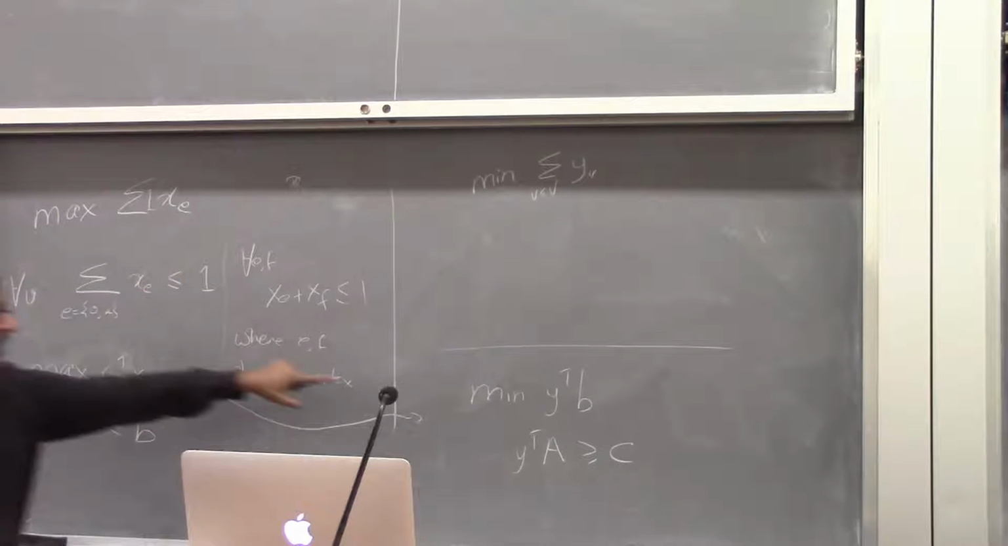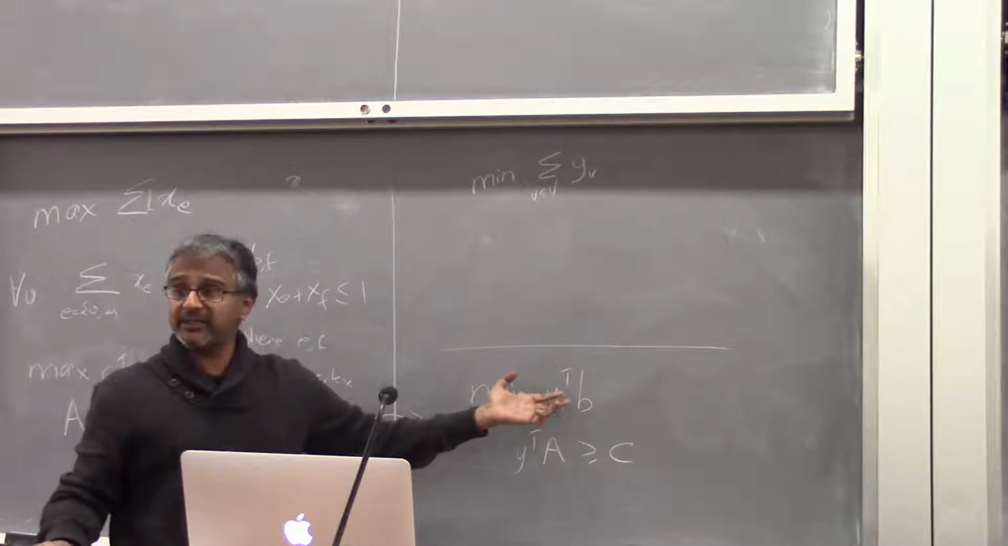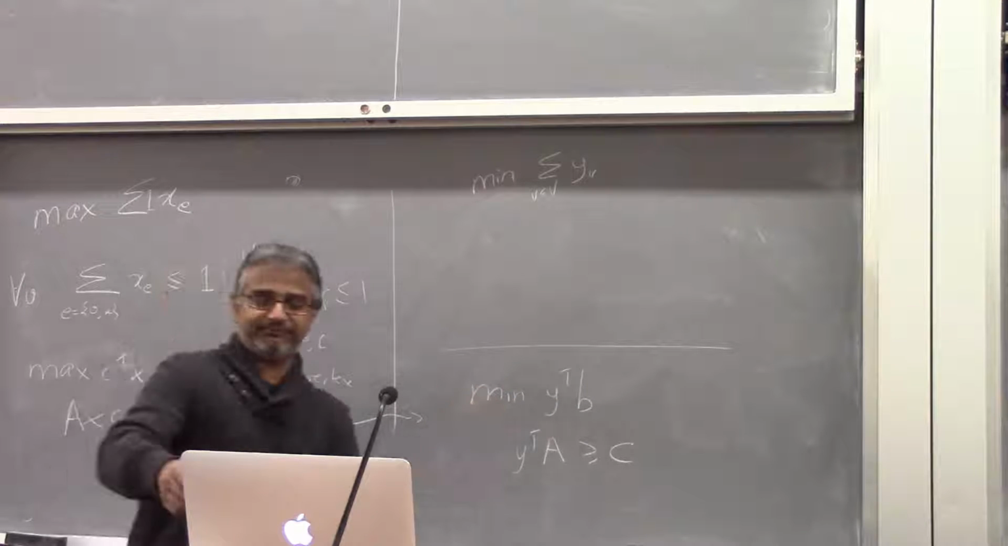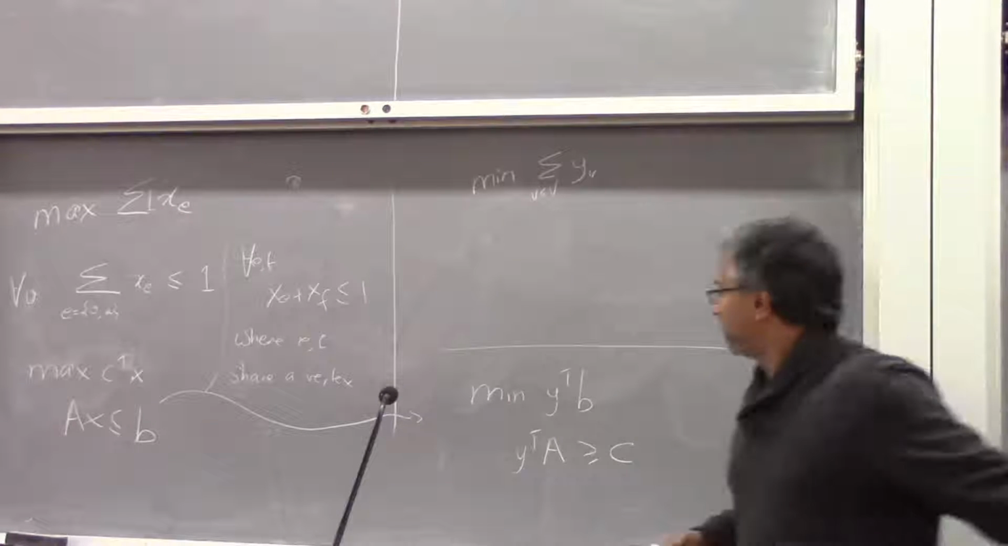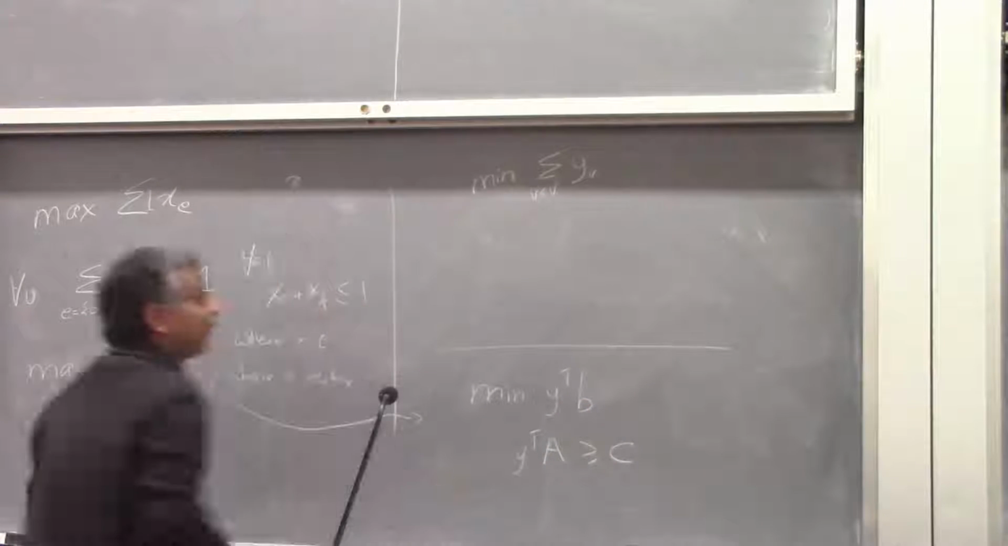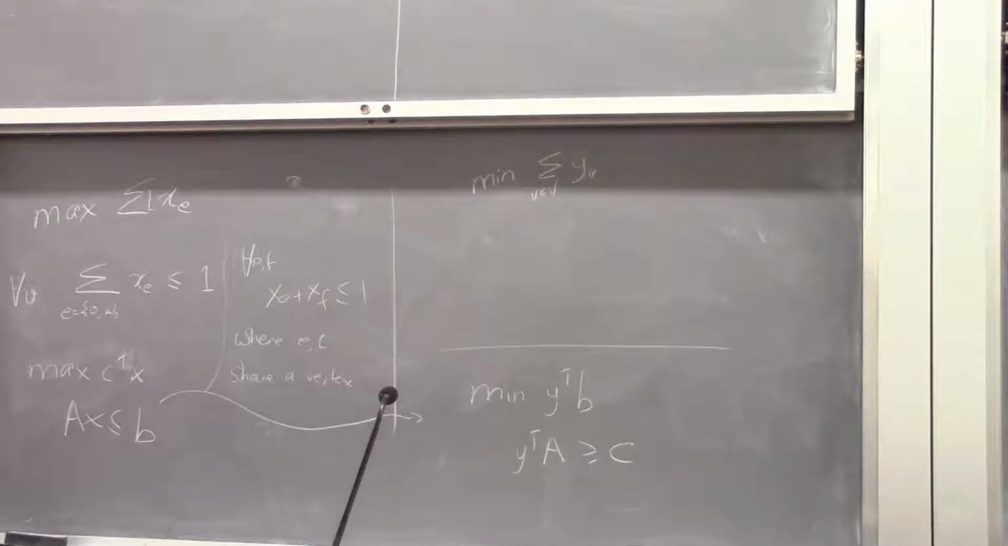Right? Y transpose B is the sum of all Y's. Sorry, this is hard to see in front, isn't it? So, Y transpose B is the sum of all Y's. And so far so good. We've got this annoying matrix to deal with now, but I don't know how to do that, so we'll figure that out next.